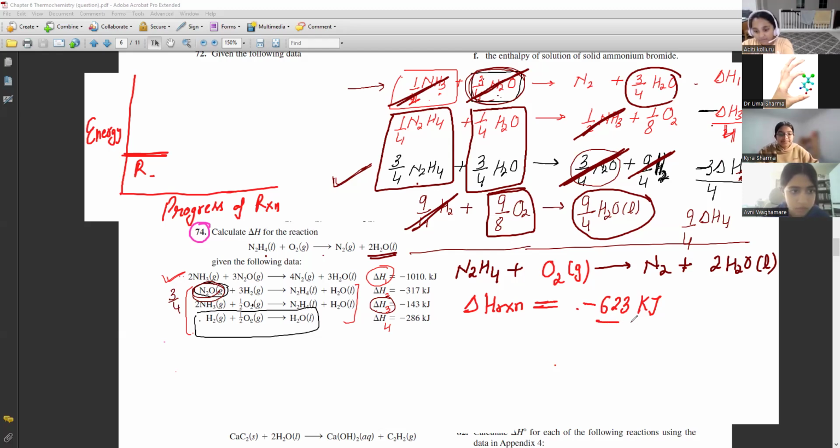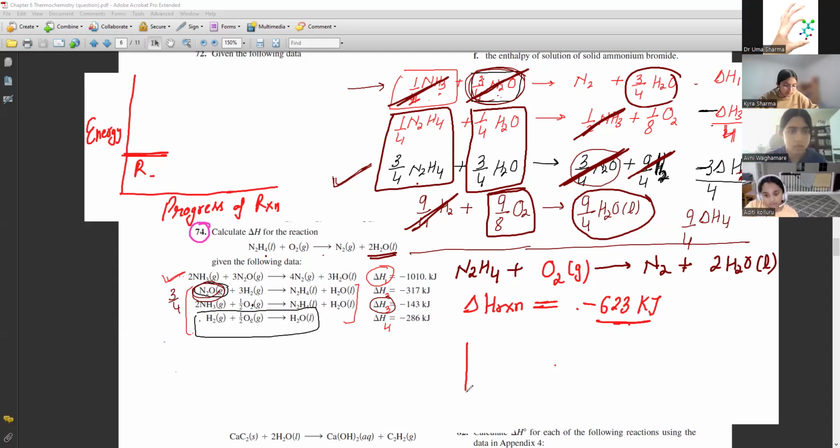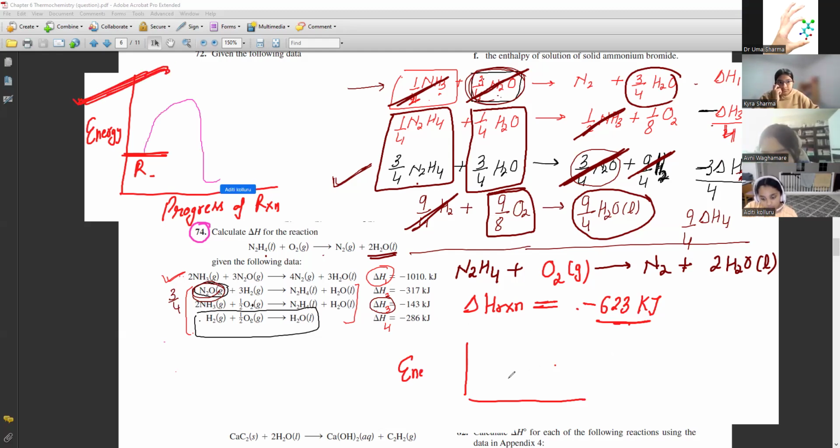So Aditi, is it exothermic or endothermic? Exothermic. Can you draw the energy profile? Avni, can you draw the energy profile if I say this reaction is endothermic? Okay. Aditi, you are here, over here. Show me everything. Avni, you are making it here, progress of the reaction here.